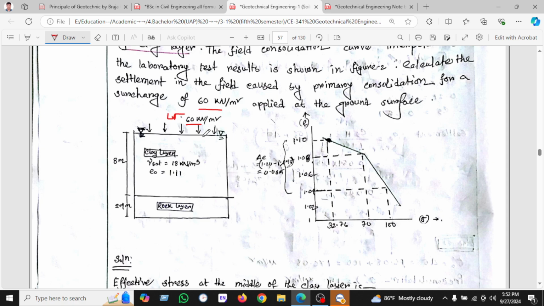And 60 kilonewton per meter, and clay saturated unit weight 18, and e naught is 1.1 is given. How will we get the 1.1? This is the e, so this is 1.1, and we can subtract 1.01 and find 0.001. Okay, delta is found 0.001, and here is 100%, and here is 32.7%.